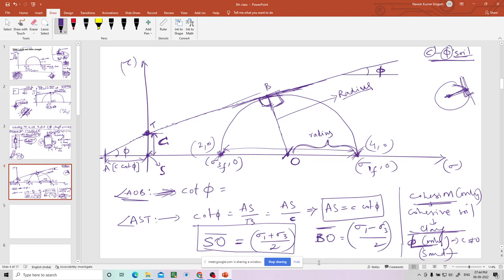Right? Now, you know what is SO. You know what is AS, C cot phi. You know what is OB. Right? And this is a right angle triangle, AOB. AOB is a right angle triangle. Now, I want to know what is sin phi from this big triangle AOB. What is sin phi? Can somebody tell me from this triangle?